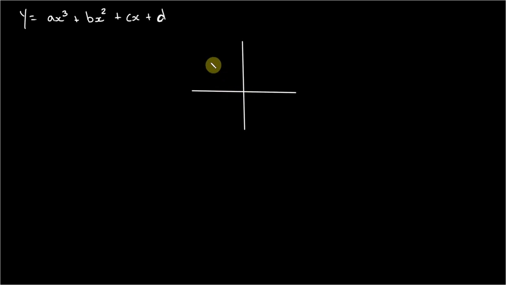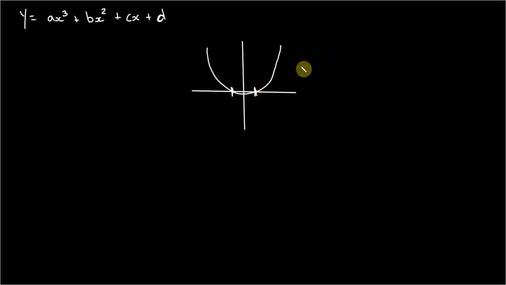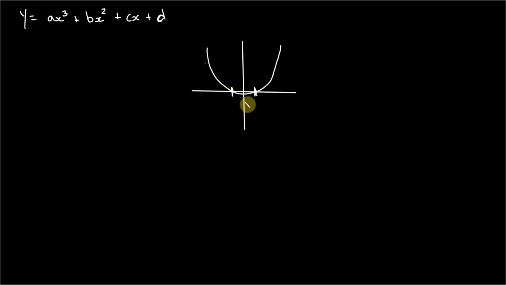When you're sketching a quadratic, say something like this, you're going to find the two solutions, the two roots, by way of factorization, or using the quadratic formula, completing the square, and so on, and you can also find the y value and so on and so forth. Well, dealing with cubics is quite similar, I suppose.